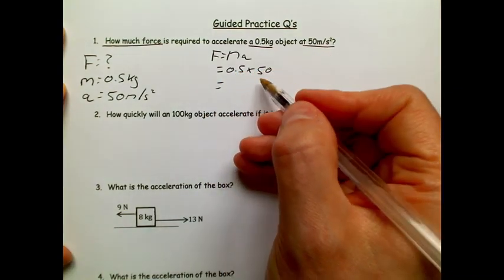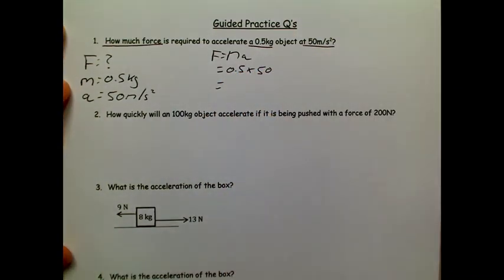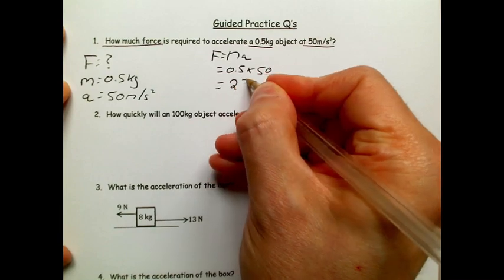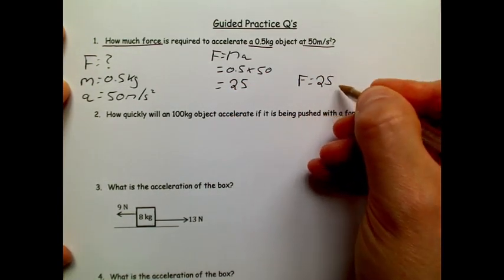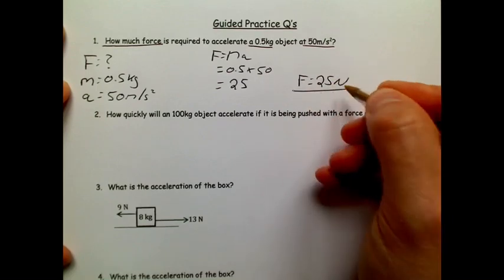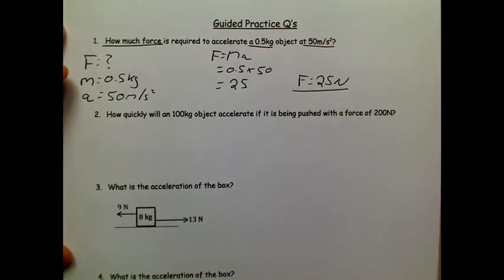So 0.5 times 50, if I type that into a calculator, I get 25. So my force is 25 newtons. Remember your units. Newtons is the unit for force.